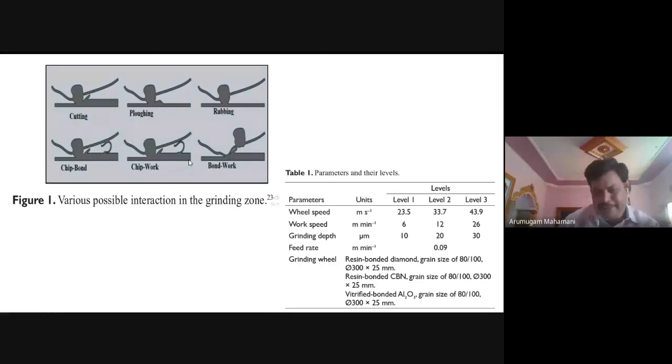So here are my parameters and levels. I selected wheel speed and work speed. I conducted the experiments in cylindrical grinding, not surface grinding. Wheel rotation speed, grinding depth and feed rate are also parameters. For grinding wheels, I selected a resin bonded diamond wheel, a resin bonded CBN wheel, and a vitrified Al2O3 wheel. I used three grinding wheels.